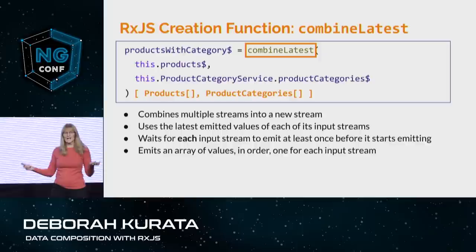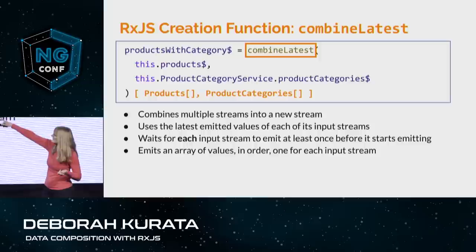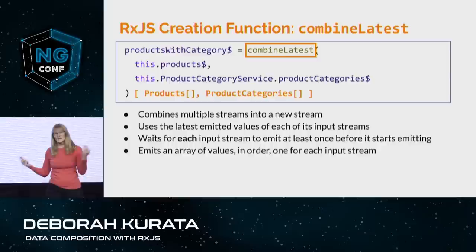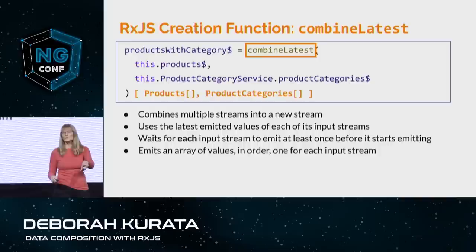So it emits an array. The first element of that array is the result of that first stream that you pass in. So with this products, it's going to be an array of products. The second element of that array is the result of the second argument that you pass in to the combine latest. If you had a third one, it would be providing that as well. And so the combine latest emits this array to the rest of our code here. So we can establish a pipeline that uses both of these things so that we can do the mapping between them. What does that look like?